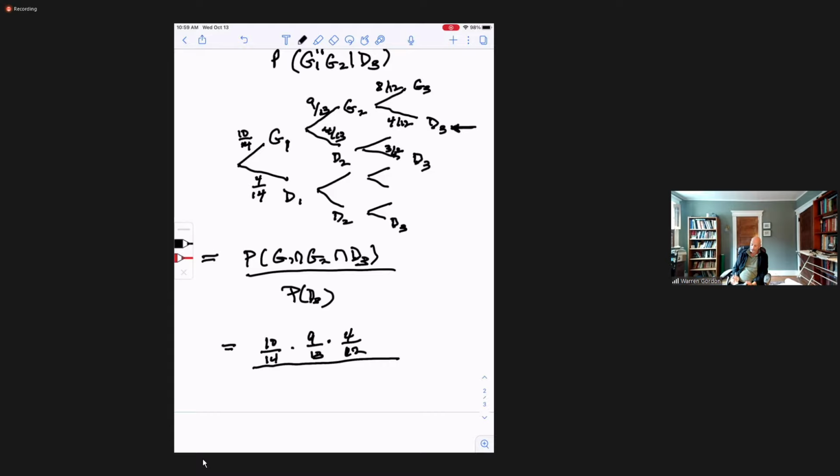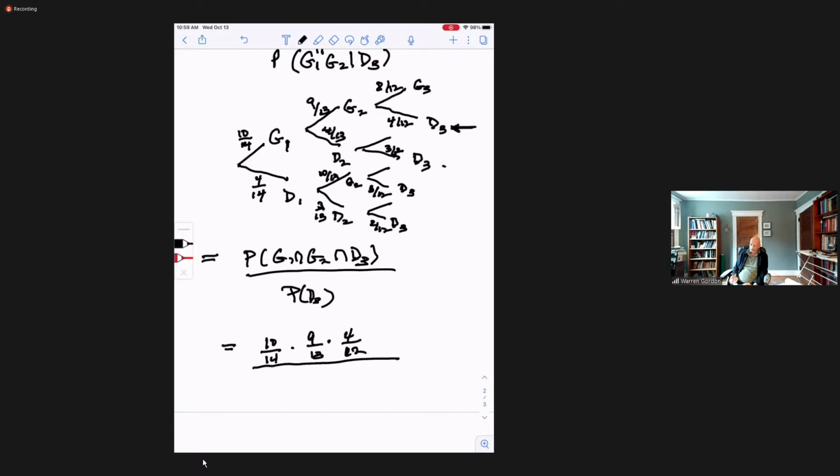And this is a D3. So this one is 4 out of 14. This one is 10 out of 13. This is 3 out of 13, and this would be 2 out of 12. And this would be 9. This would be 3 out of 12.